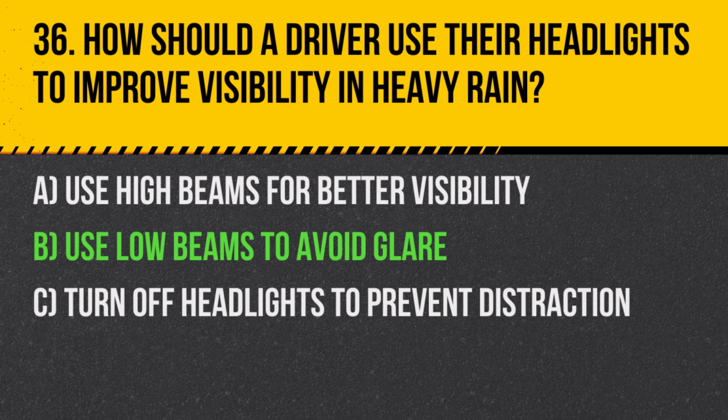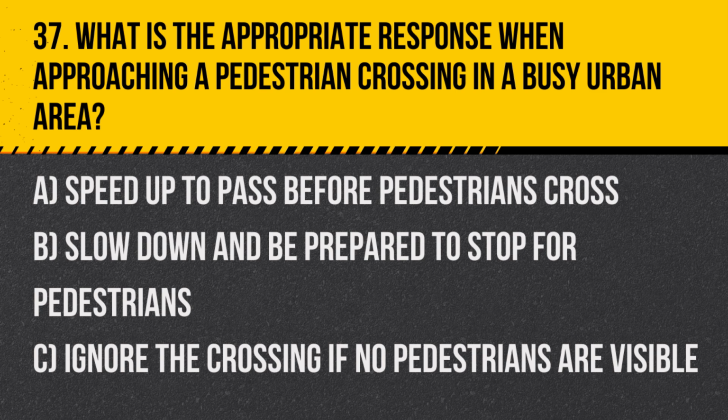Answer B. Use low beams to avoid glare. High beams can reflect off rain and reduce visibility. Question 37. What is the appropriate response when approaching a pedestrian crossing in a busy urban area? A. Speed up to pass before pedestrians cross. B. Slow down and be prepared to stop for pedestrians. C. Ignore the crossing if no pedestrians are visible.